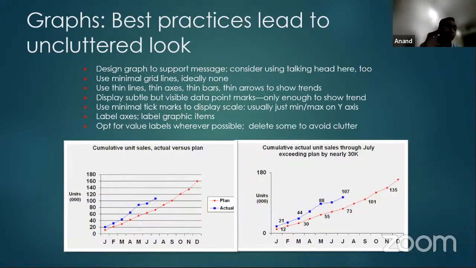Look at the title. Let's start with the title. It just says cumulative unit sales actuals versus plan. That's a statement of fact. But look at the second one where I put this.